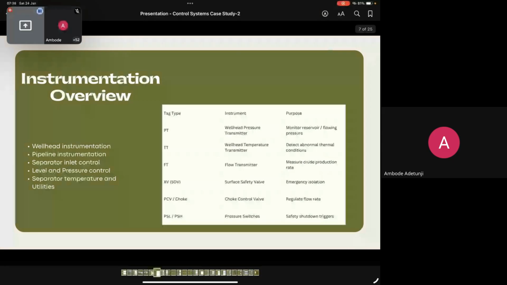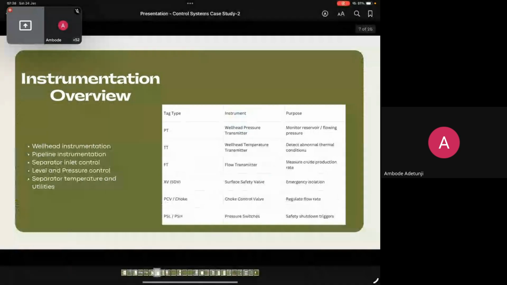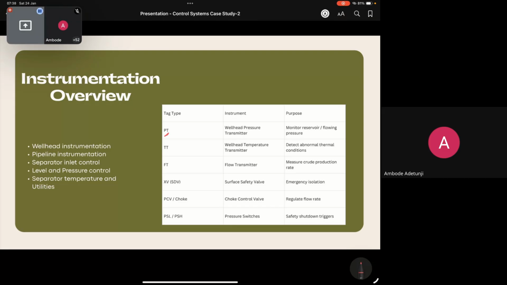Okay, so the instruments overview. These are the tags and their function. The PT represents the pressure transmitter, and is to monitor pressure. Let's just say that this PT monitors pressure. The TT is the temperature transmitter, and it detects abnormal thermal conditions. The FT, flow transmitter, measures the crude production.